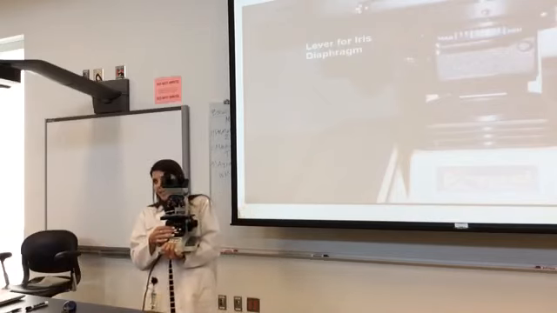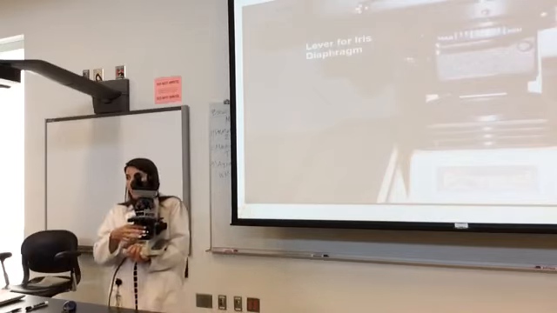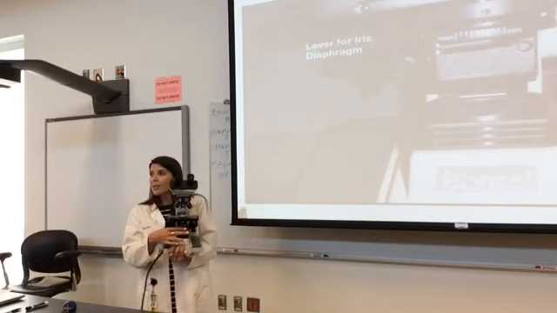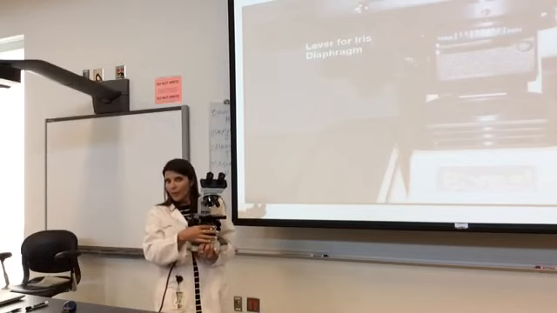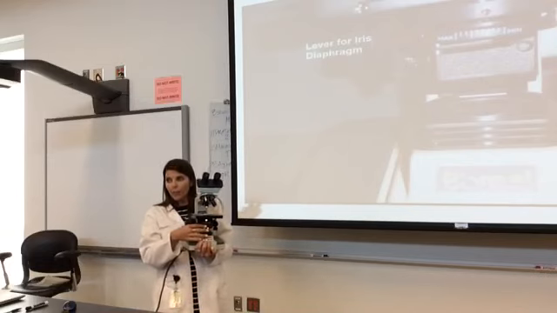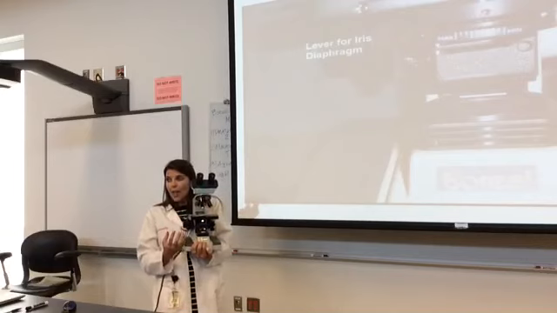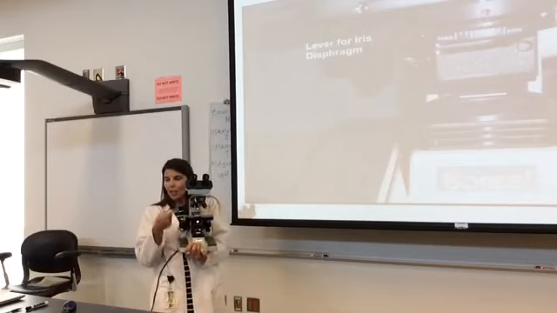The condenser is actually the part on top. The part you're touching right now with the lever is called the iris diaphragm. The iris diaphragm controls how much of the light actually makes it through the condenser.